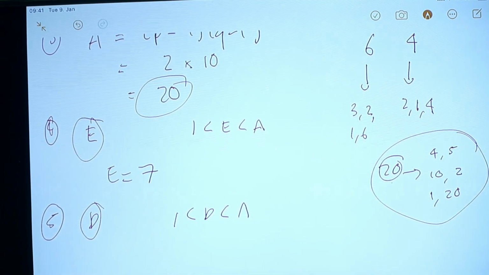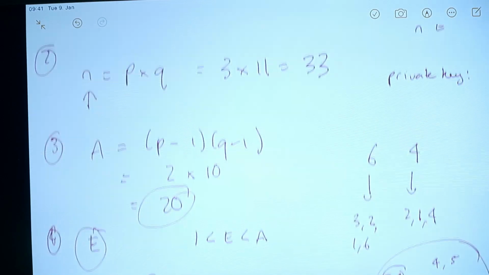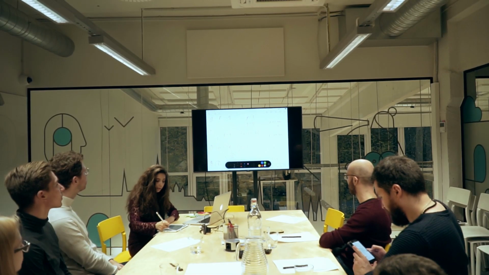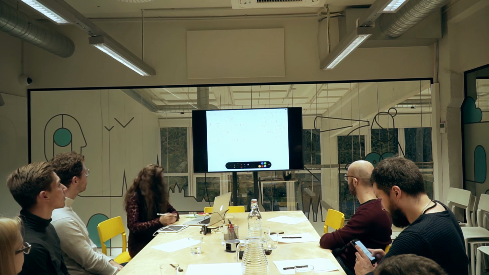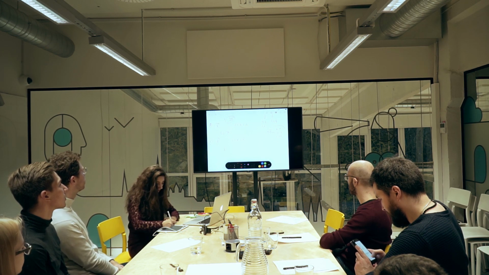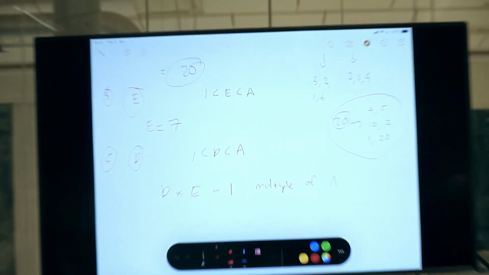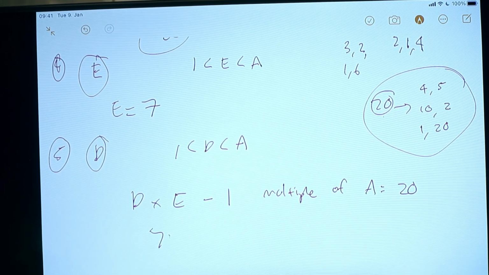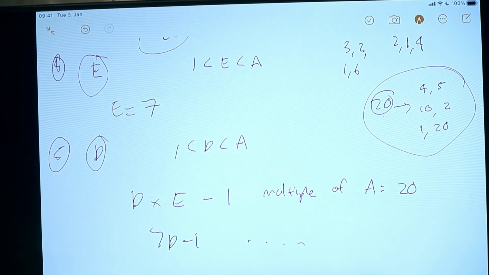So this intermediate step is to make it difficult to reverse? Yes, to reverse the encryption, yeah. Yeah, sure. So d is the private key. And this number also has a rule that d times e minus 1 has to be a multiple of a, and a is equal to 20. And we know that e is equal to 7, so 7d minus 1 has to be a multiple of 20.